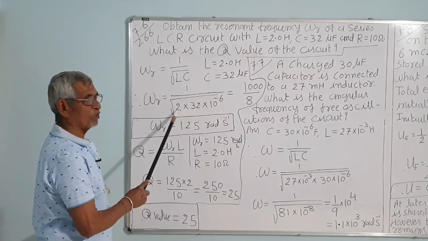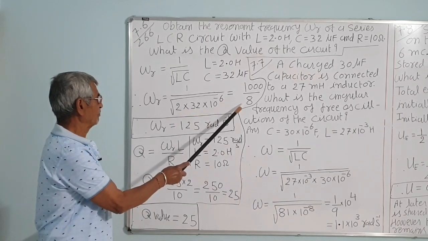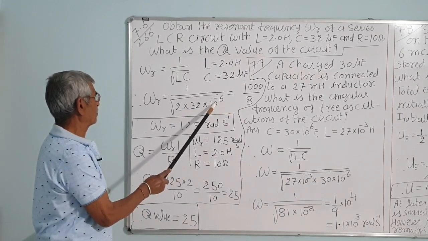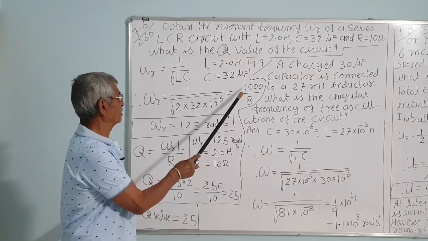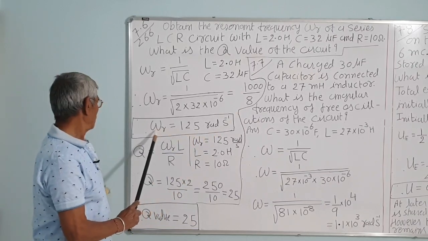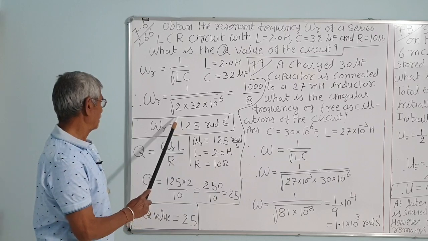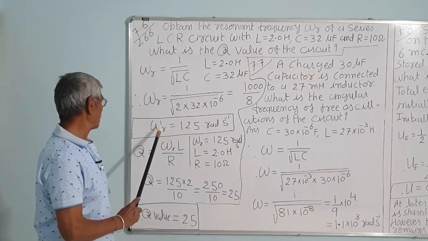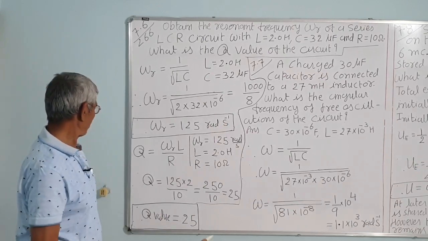You can write 32 into 2, that is 64. Square root of 64 is 8. And square root of 10 to the minus 6 is 10 to the minus 3. It will go up, that is 1000 upon 8, that is 125. So resonant frequency omega r, r for resonant and omega is angular frequency, is 125 radian per second.